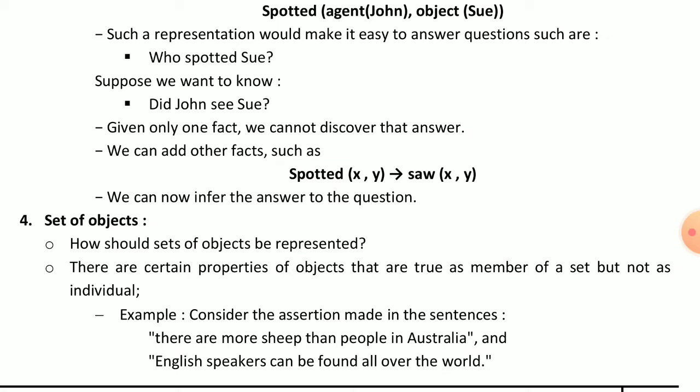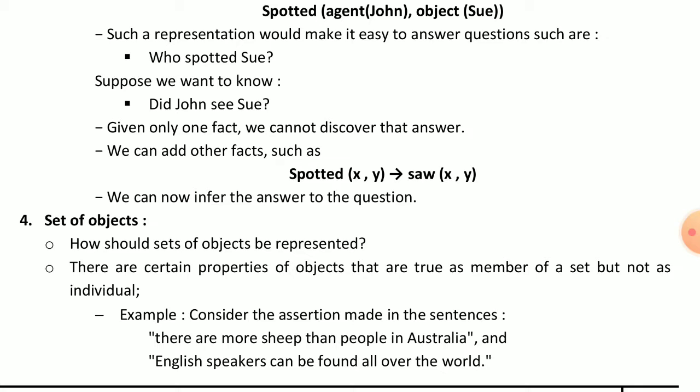In this issue we can make different sets of objects. In objects we can take a person's name or some institutes, like we can take students, college in objects. So how should sets of objects be represented? How can we represent the set of objects?